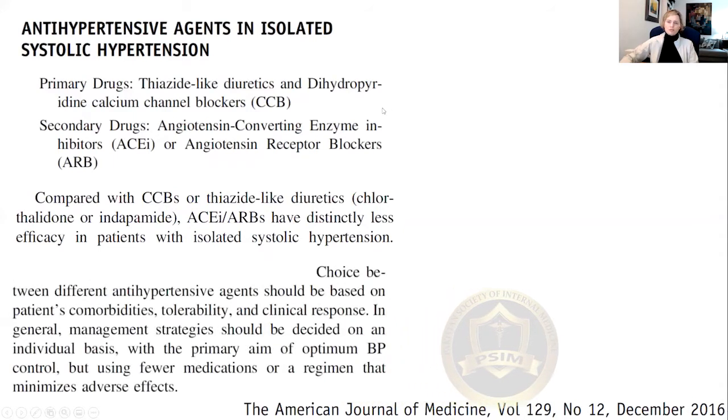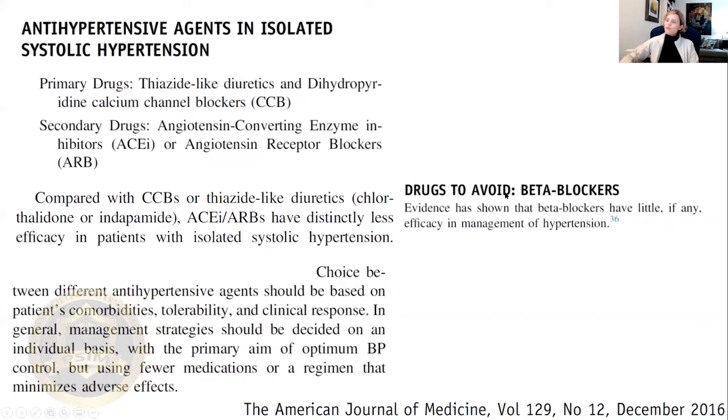So the choices between different agents should also, importantly in this usually elderly population, be focused on the patient's comorbidities, tolerability, and clinical response, and therefore general management strategies should be decided on an individual basis with a primary aim of optimal blood pressure control, but minimizing adverse effects. We all know how sensitive and difficult this population group is to treat often. But avoid beta blockers, which seemingly have little, if any, efficacy in the management of hypertension.